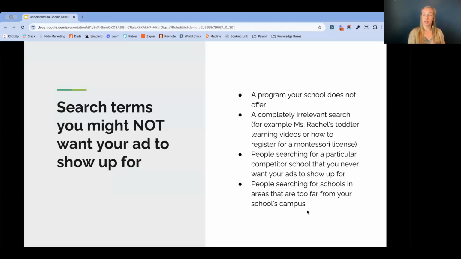People searching for a particular competitor school that you never want your ads to show up for. So once again, maybe you have a good relationship with a competitor school. You don't want your ads to show up for them. That would be something that you would go ahead and negate from there.